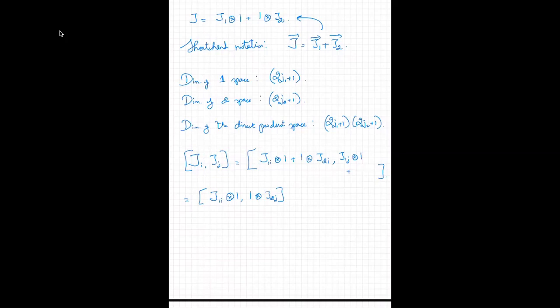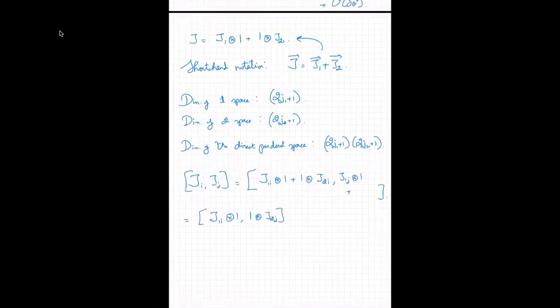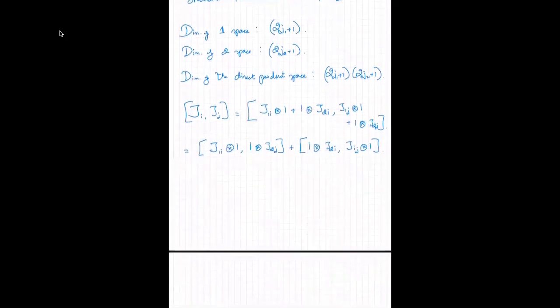Yeah, this is correct. One direct product J2J. And the second non-vanishing term should be 1 direct product J2I, comma, J1J, comma, cross 1. Does this make sense? So please stare at this and let me know if you have any questions.